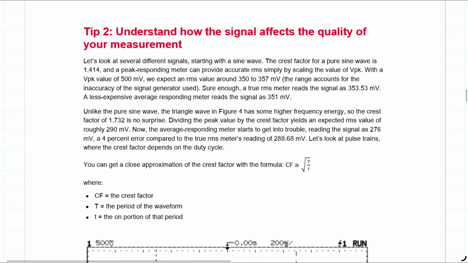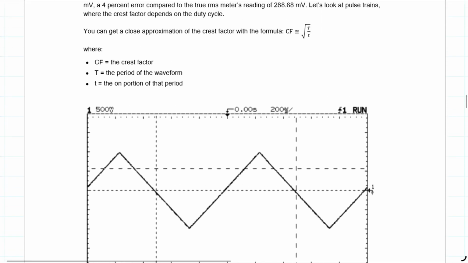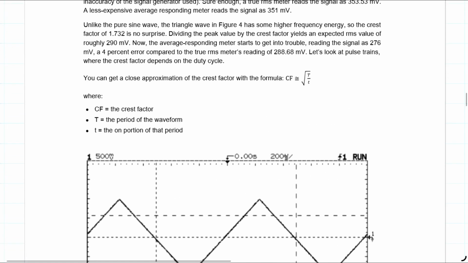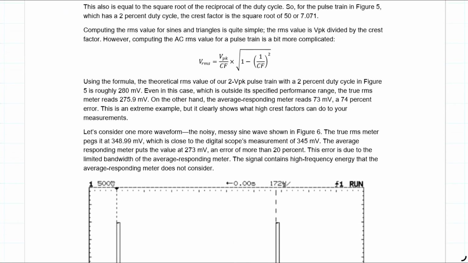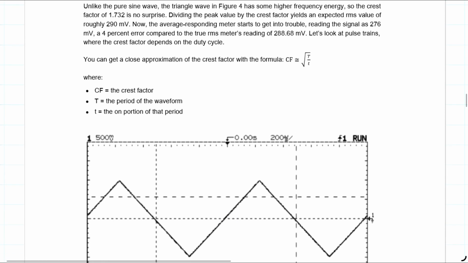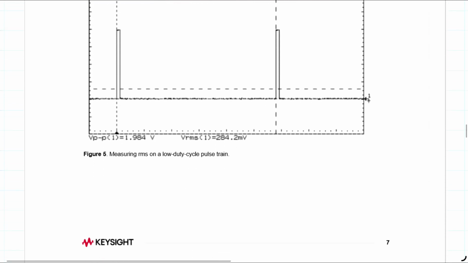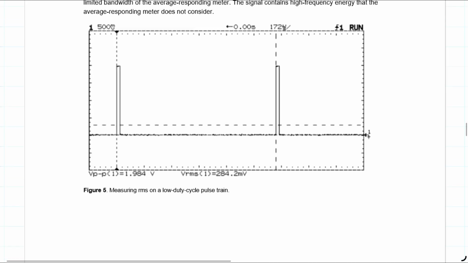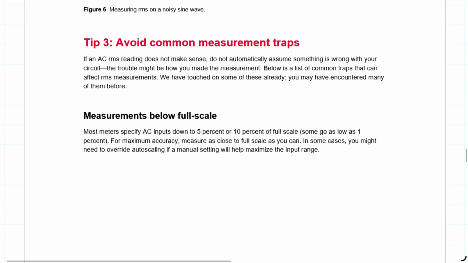And here we talk about how the signal affects the quality of your measurements and what happens if your signal is a triangular wave or a different shape. Just remember this crest factor, the definition. That is a very important parameter to characterize the wave. So for example, a low duty cycle pulse train will be very difficult to measure here. So you can just keep looking at this.